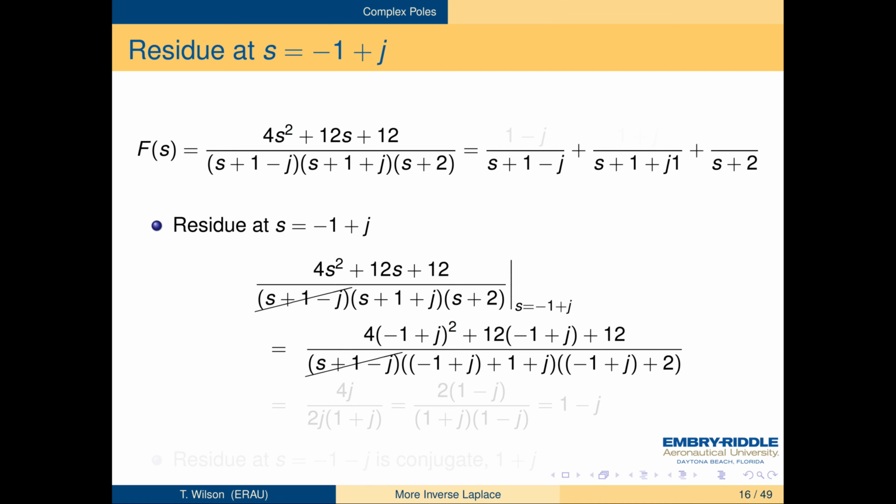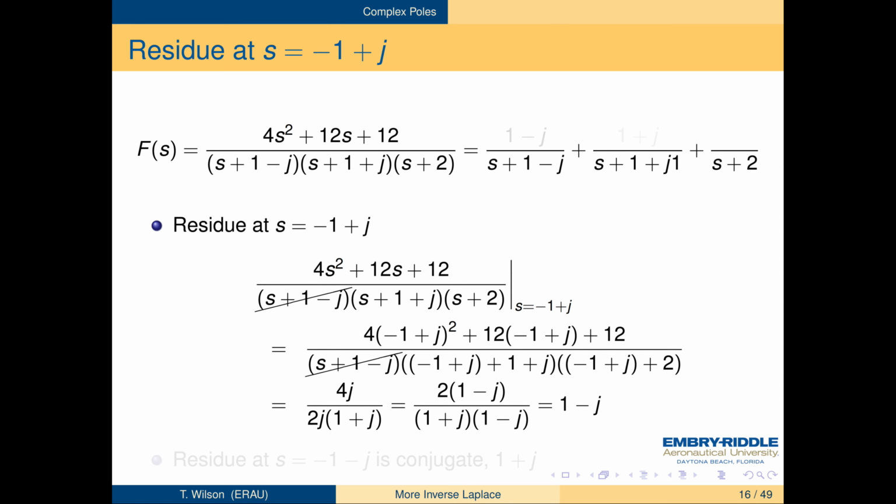Try to get comfortable with where complex numbers are in the complex plane. The real part of the denominator is minus 12 plus 12, which is 0, and the imaginary part is 4 times minus 2 plus 12, which is 4. In the denominator, we have 2j times 1 plus j.